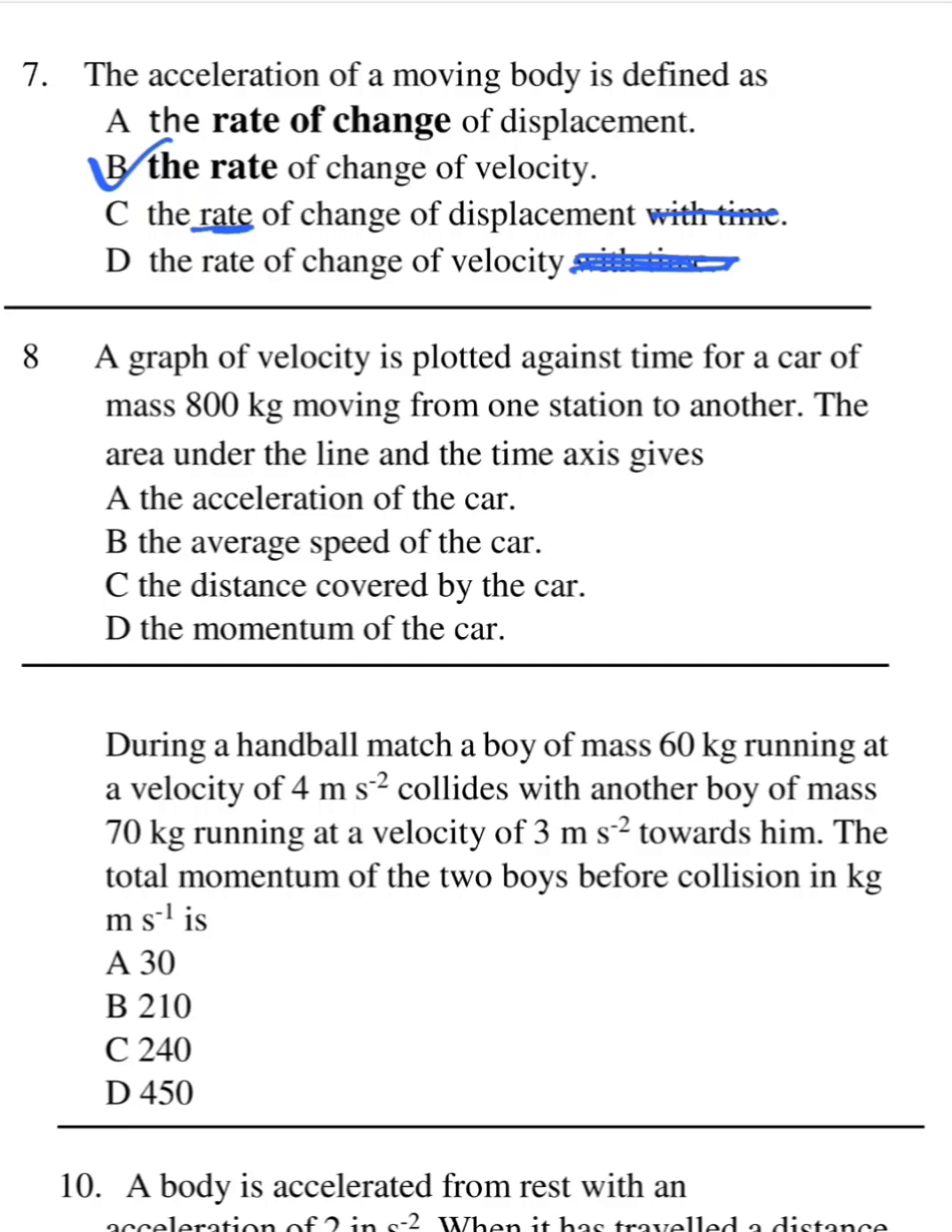In number 8, a graph of velocity is plotted against time for a car of mass 800 kilograms moving from one station to another. The area under the line and the time axis gives A, the acceleration of the car, B, the average speed of the car, C, the distance covered by the car, D, the momentum of the car. So in cases where you have to determine the significance of a physical quantity calculated from the graph, most of the time it has to do with the area enclosed by the curve or the slope or gradient of the graph.